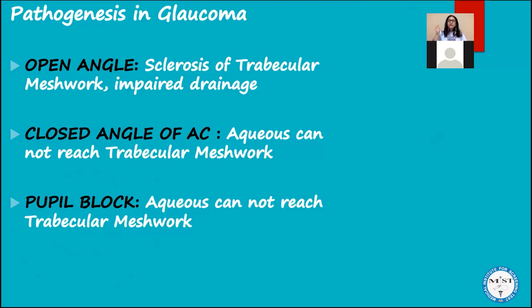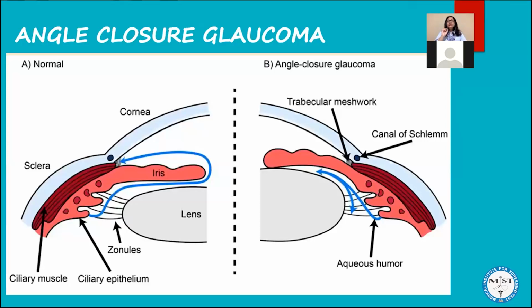The third kind of thing which happens is what we call pupil block. Again, in pupil block, the aqueous cannot reach the trabecular meshwork. Let me describe in a little bit of detail what pupil block is. This part we have already seen, what is happening normally. The aqueous from the ciliary processes passes through the pupil into the anterior chamber, and then going into the angle, getting drained out through the trabecular meshwork.